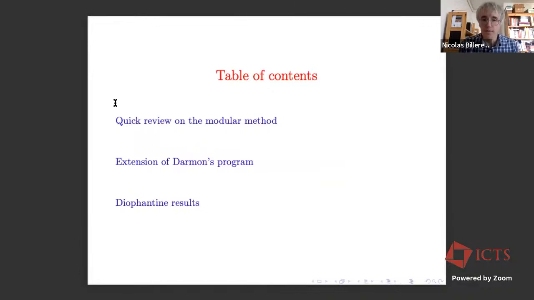First, I will recall some known facts about the modular method, so the main steps of the modular method, and I will focus on the case of Fermat's last theorem for this part. Then I will discuss some extension of Darmon's program, which is already a generalization of the modular method. And finally, I will also show you two Diophantine applications of our results. So let me start with a quick review on the modular method.